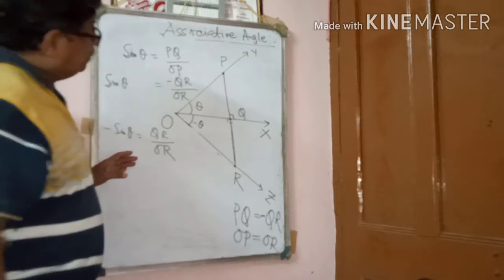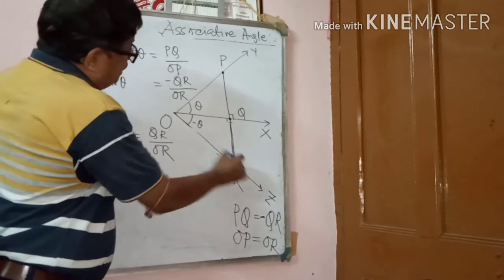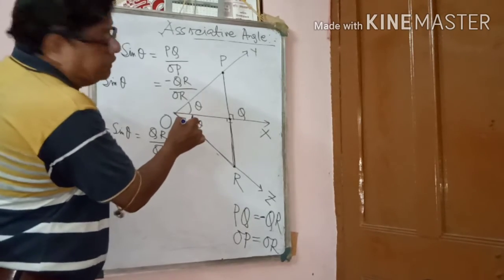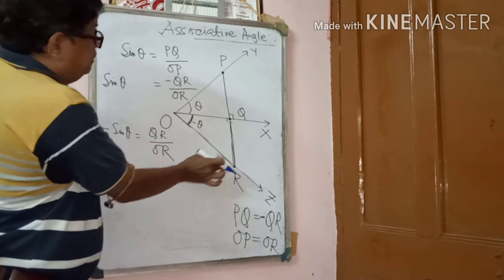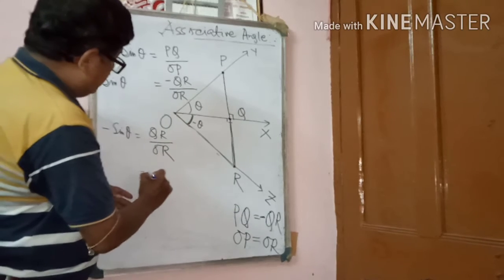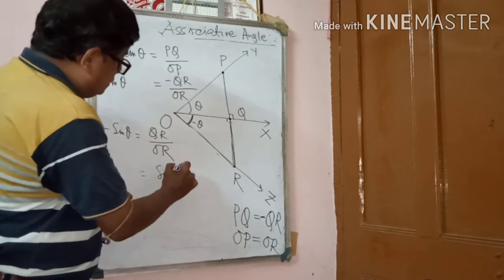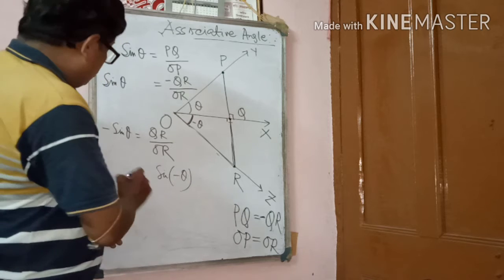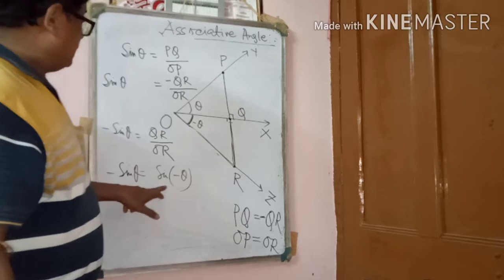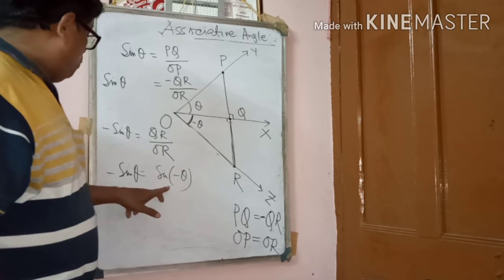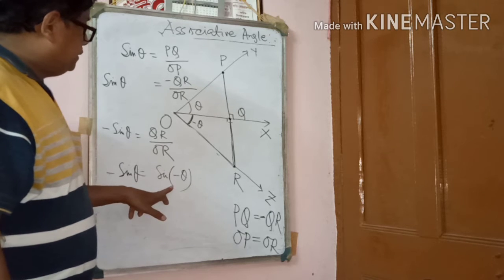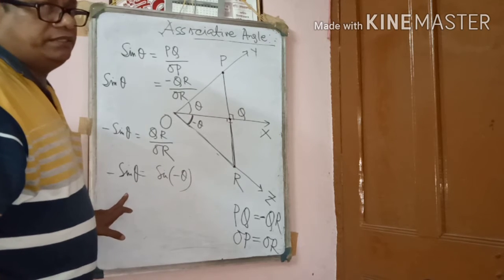QR by OR. Now look at here. If we consider this angle, perpendicular by hypotenuse, this will be the angle minus theta. So you can write sin of this angle, sin minus theta, equals QR by OR, which is minus sin theta. So I am getting sin minus theta equals minus sin theta.